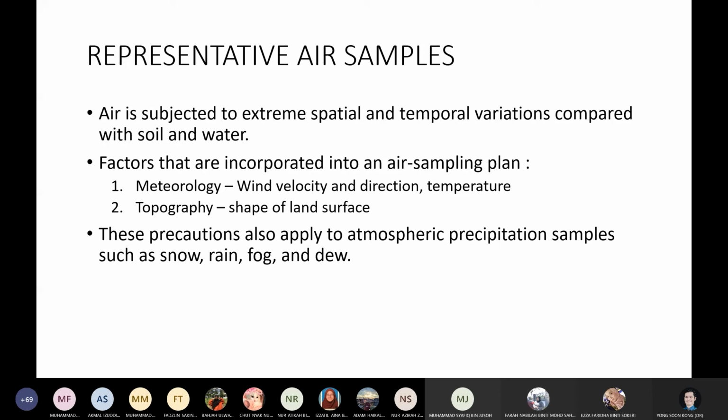You have to really define whether or not your sample is representing the conditions that you wanted. These are the factors that can alter the representativeness of an air sample. Factor number one, meteorology. I'm sure you know what that is. Meteorology is affected by what you call cuaca in Bahasa Melayu; in English we call it the weather.